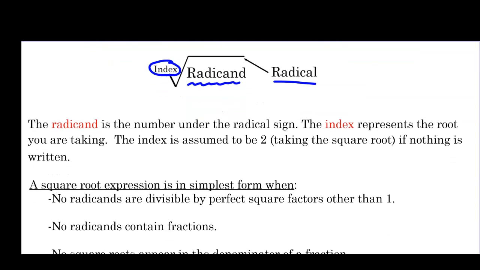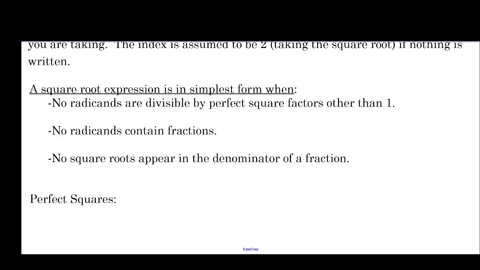For square root expressions, they are considered to be in simplest form when 3 things are true. The first is no radicands are divisible by perfect square factors other than 1. So factoring is going to be an important part of simplifying a square root expression. No radicands contain fractions, which we will look at in this video, how to deal with that. And then no square roots appear in the denominator of a fraction.